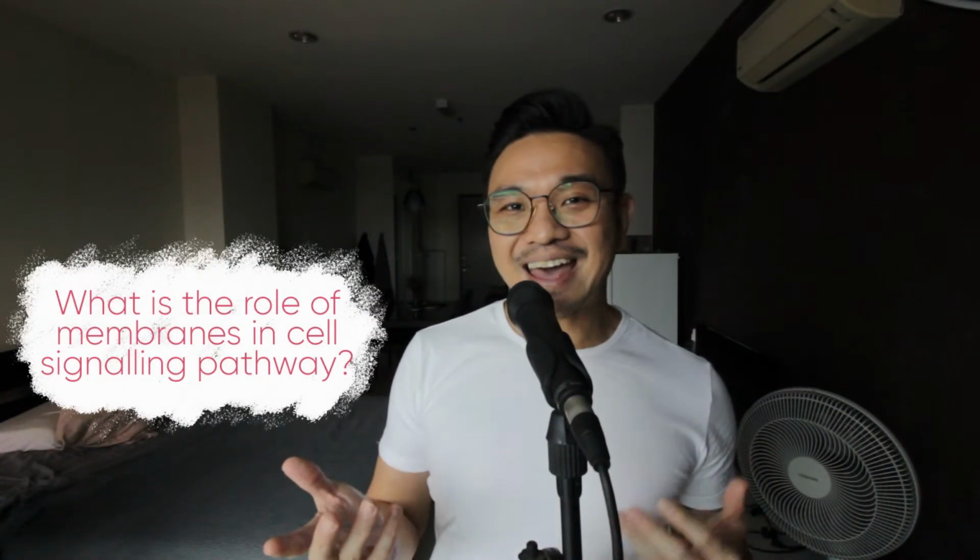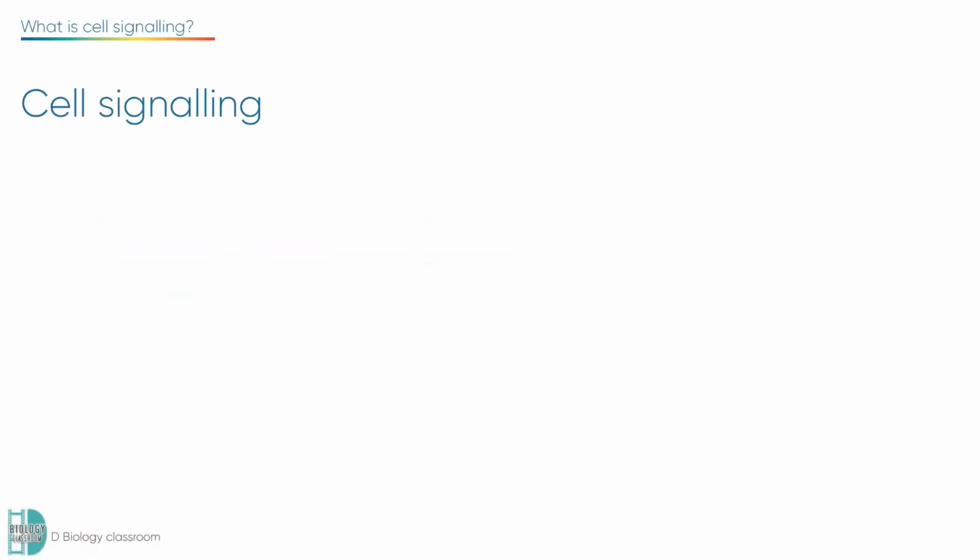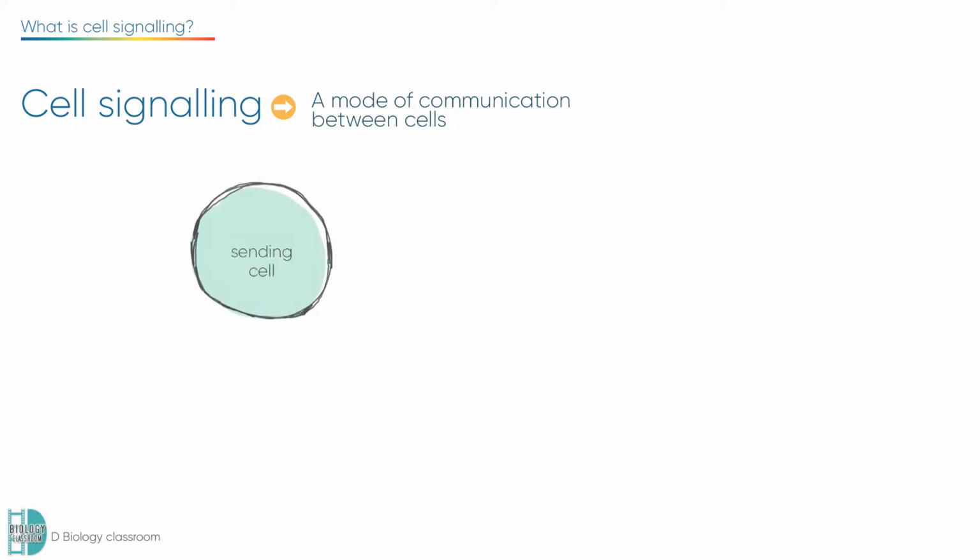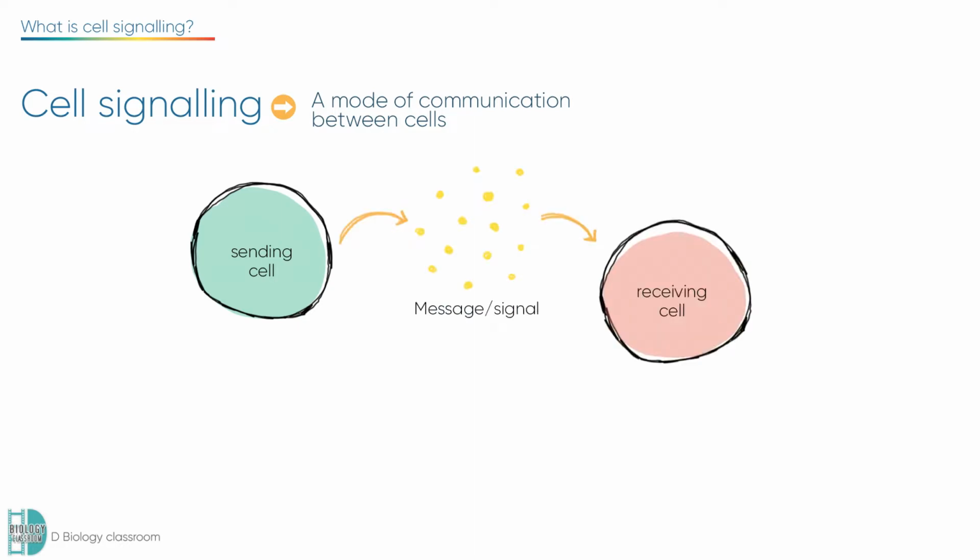In today's video, let me show you the connection between membranes and the cell signaling pathway. Cell signaling is a mode of communication between cells. In a nutshell, it is a mechanism that involves the transmission of signal from a sending cell to a receiving cell. Cell signaling is very important for an organism because it allows us to respond appropriately to our environments.